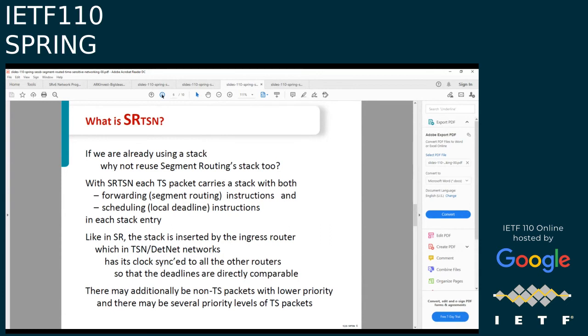And of course, there may be other packets in the network which are not time sensitive, which are a lower priority, and there can even be several priorities of time sensitive packets. And I have a mechanism for taking care of all of those using this SRTSN stack.